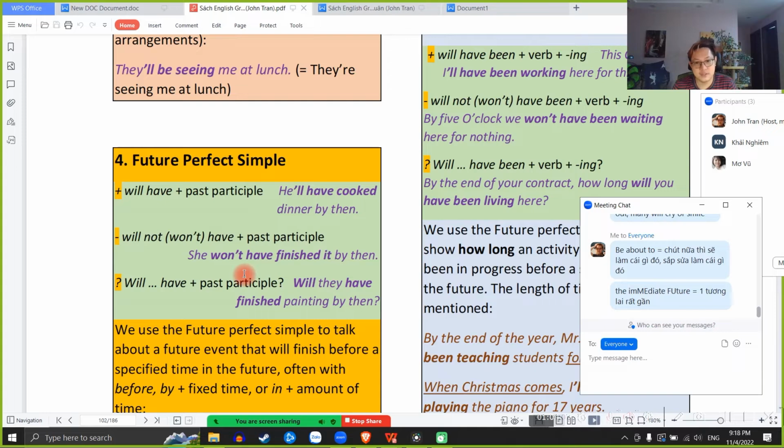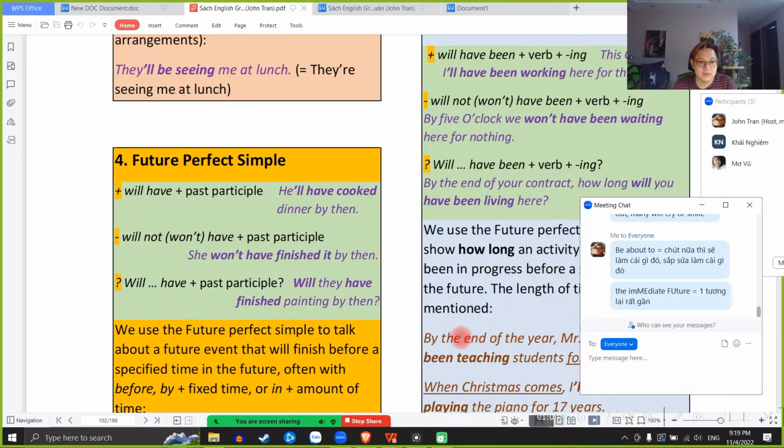She won't have finished it by then. Cho tới lúc đó chắc cổ sẽ không có hoàn thành nó kịp đâu. She won't have finished it by then. Will they have finished painting by then? Tới lúc đó liệu họ sẽ hoàn thành bức tranh không? Will they have finished painting by then?